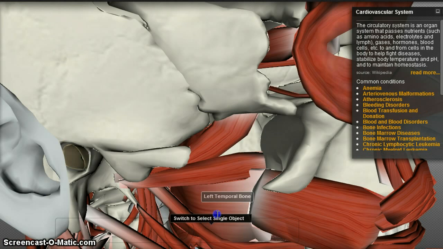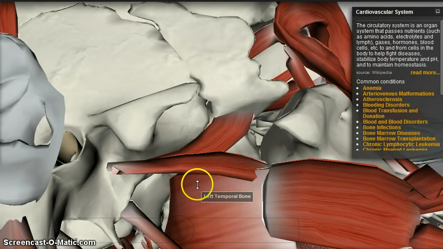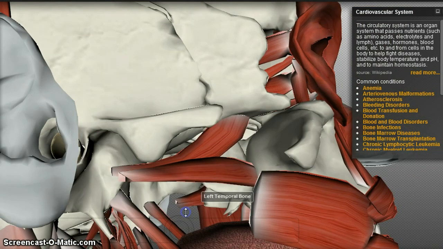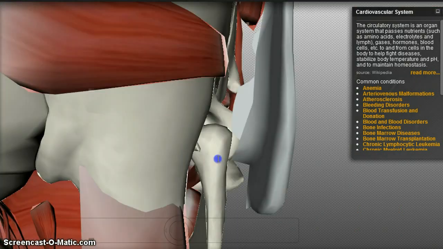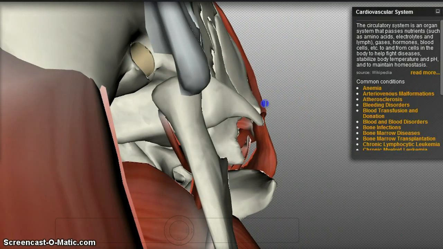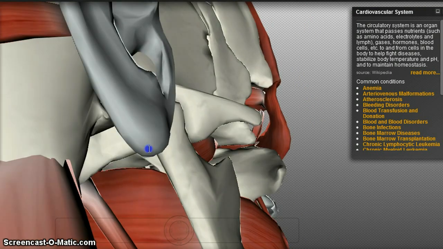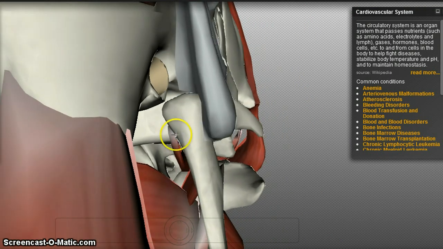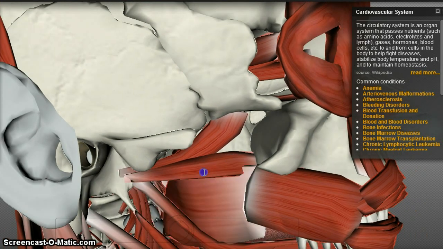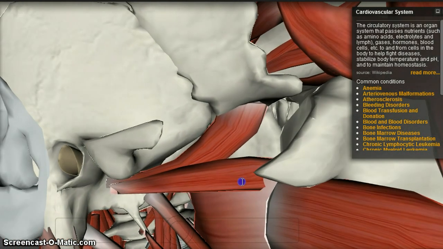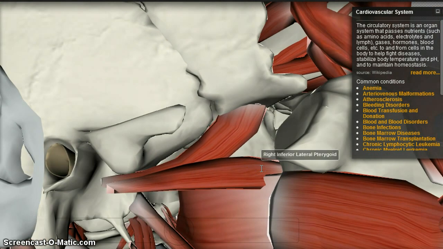This inserts into the articular disc, or the fibrous capsule of the temporomandibular joint. You can see that here. This is the temporomandibular joint, the TMJ, and it just inserts over here. Now the second lateral pterygoid is the inferior branch. This inferior muscle originates from the lateral surface of the lateral pterygoid plate.